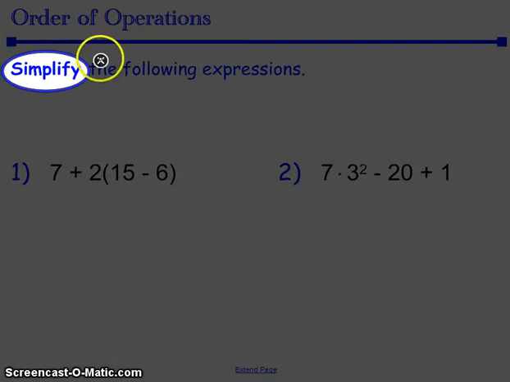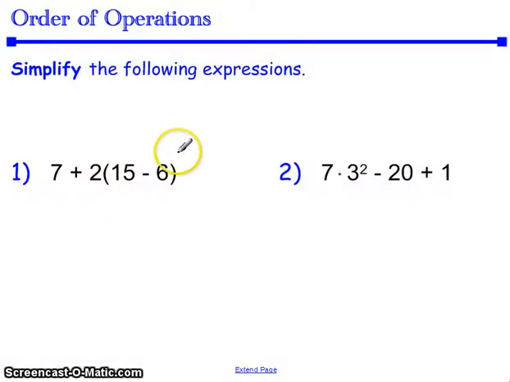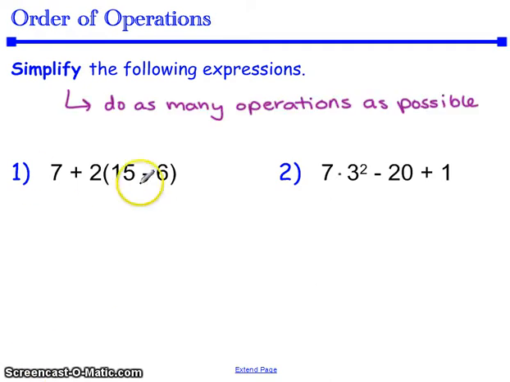When we simplify an expression, we take a problem like this one, which has no equal signs in it, and we do as many mathematical operations on it as we can to make it as simple as possible, because simpler things are easier to deal with than complicated things. So the catch is, when you look at 7 plus 2 times 15 minus 6, you can't just do anything you want. There's a specific order that you have to do things like add, subtract, and multiply, the operations that come up in this problem.